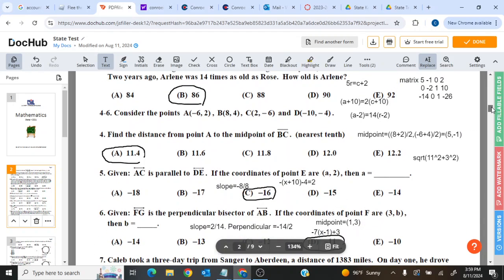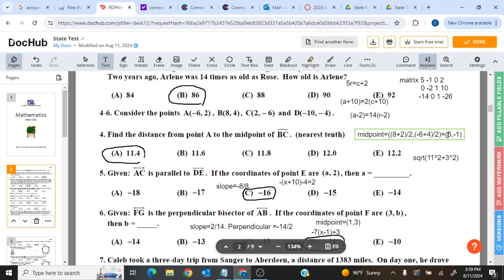Consider the points A(negative 6, 2), B(8, 4), C(2, negative 6), and D(negative 10, 4). Find distance from point A to the midpoint of BC. Well, distance on a plane is distance in x squared plus distance in y squared, square root of that. So we need to find the midpoint of BC. Well, that's just the average of your x and y values, so 5 and negative 1.